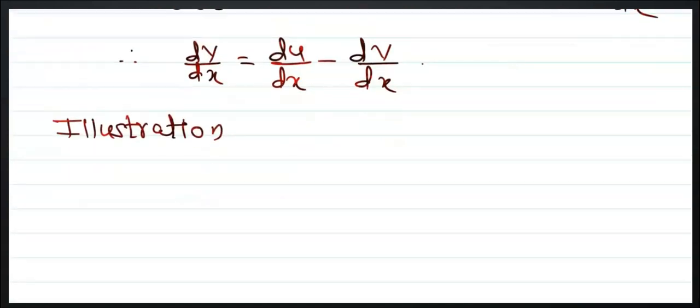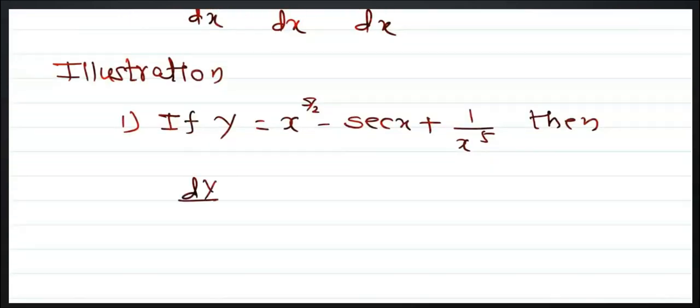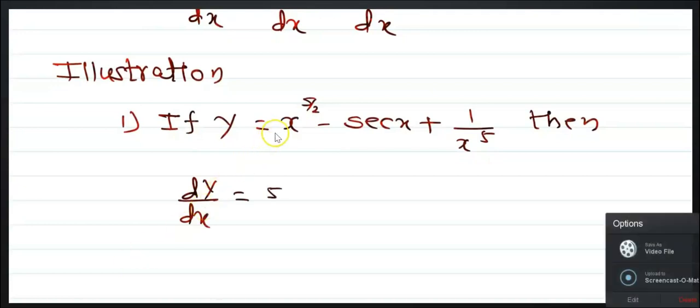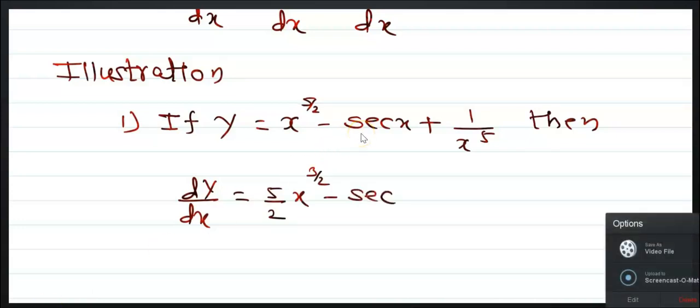Now the illustrative examples. First, if y is equal to x raised to 5 by 2 minus sec x plus 1 upon x raised to 5. Now x raised to 5 by 2. To find the derivative of this, bring the power forward and subtract one from it. That is 5 by 2 into x raised to 5 by 2 minus 1. Therefore 5 by 2 into x raised to 3 by 2 is the derivative. Then the derivative of sec x. The derivative of sec x is sec x into tan x.